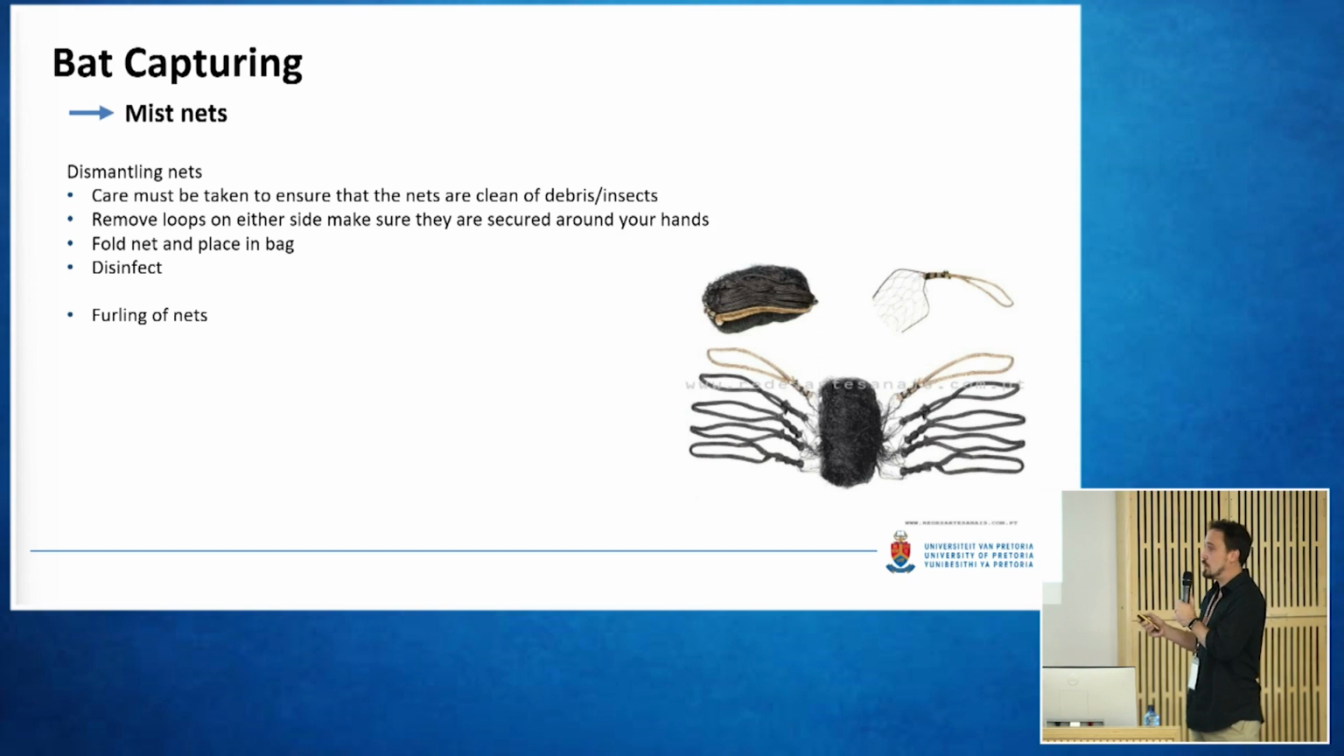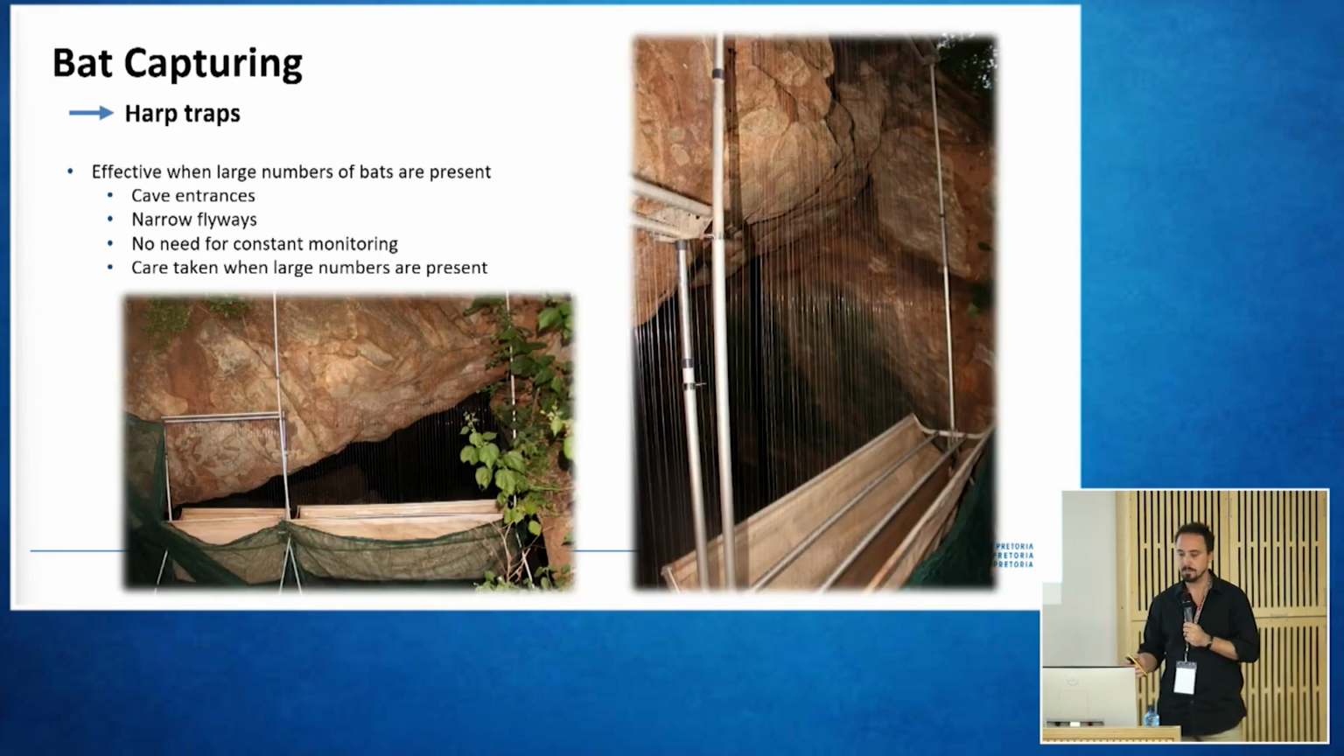If these loops fall through each other, your whole net becomes entangled, and again, it's a mission to fix it. But once you've got that right, you fold the net up, disinfect it, and pop it back in the bag.